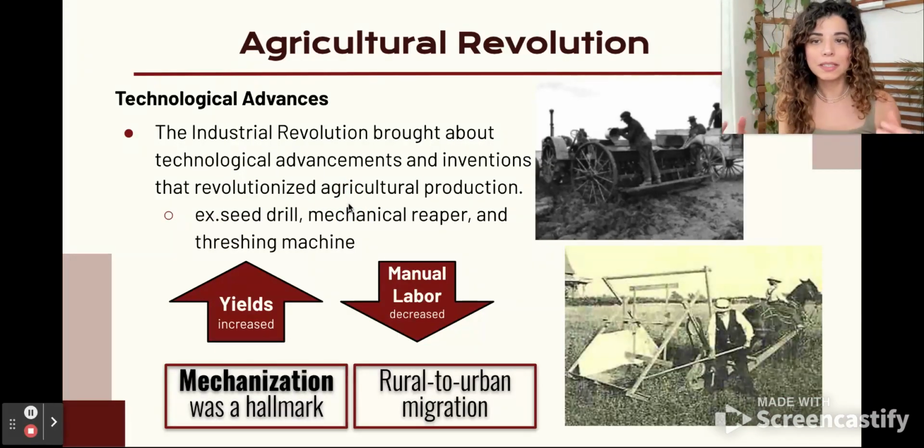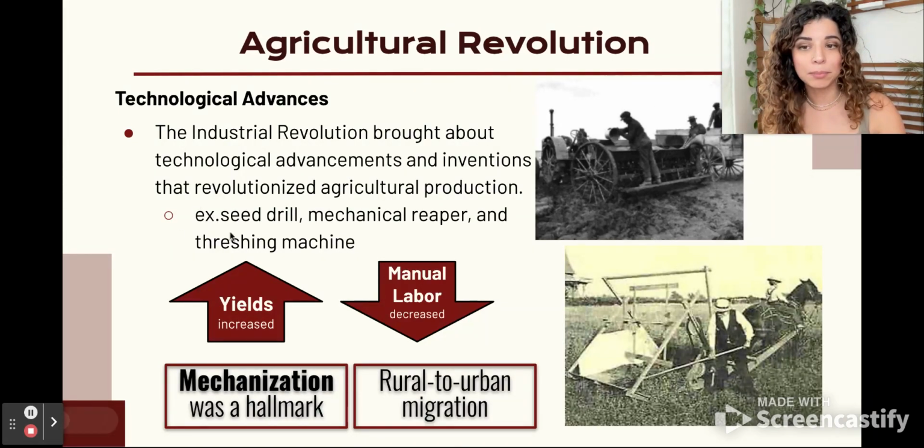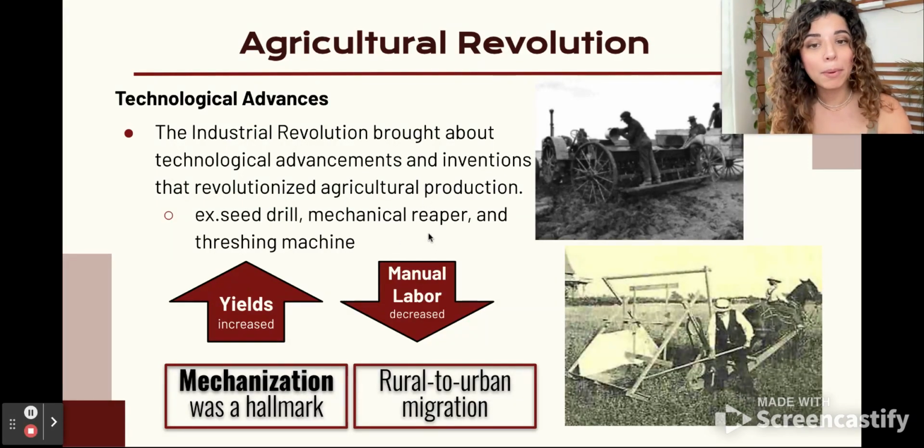We've already covered this, guys, the agricultural revolution. These technologies were then applied to agricultural tools. What we saw is new inventions to help agricultural production. Examples would be the seed drill, the mechanical reaper, and the threshing machine. These are just a few of them. What this caused was yields to increase and manual labor to decrease. So even though there was less human input, we saw more product.